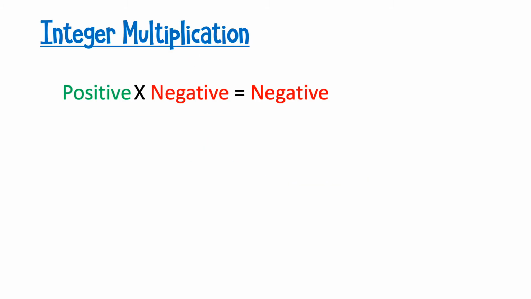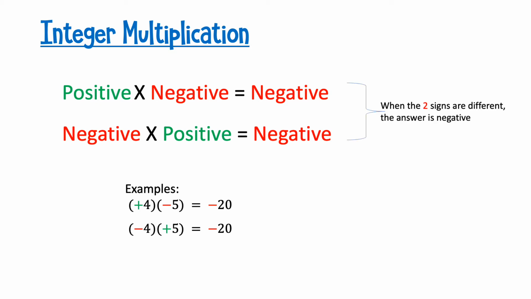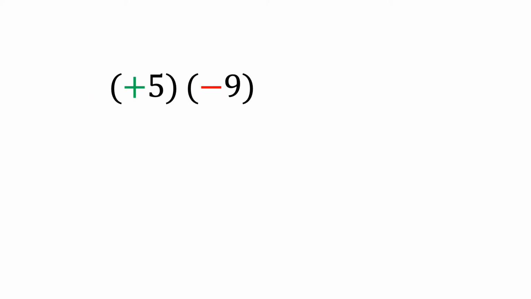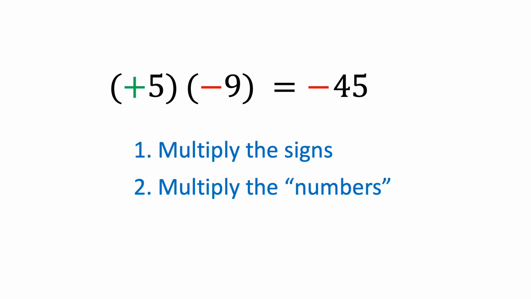Let's look at multiplication then. We said a positive times a negative is a negative. A negative times a positive is a negative. So these examples, 4 times negative 5, negative 20, and negative 4 times positive 5 is also negative 20. When the signs are different, you see the answer is negative. So if you have two signs that are different, the answer will be negative. So positive times a negative is a negative, and 5 times 9 is 45. So 5 times negative 9 is negative 45.